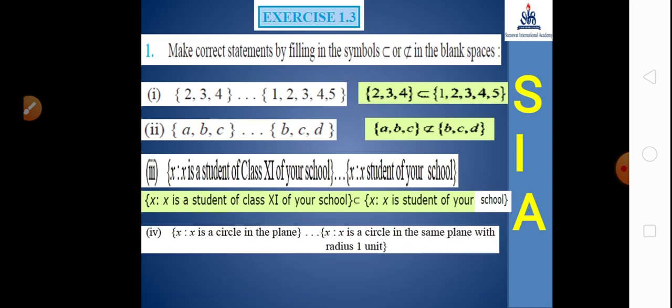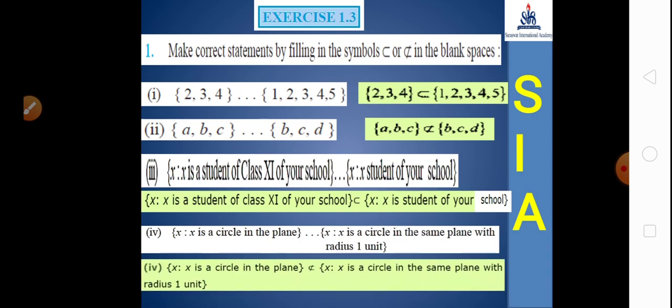Next, the fourth one. A circle in a plane, and a second circle in the same plane with radius 1. You can easily judge this: the answer is not a subset, because radius 1 indicates only one circle, but here circles in a plane are many. If the question were given in reverse, then it would be a subset. Here my answer is not a subset. Next, continue.